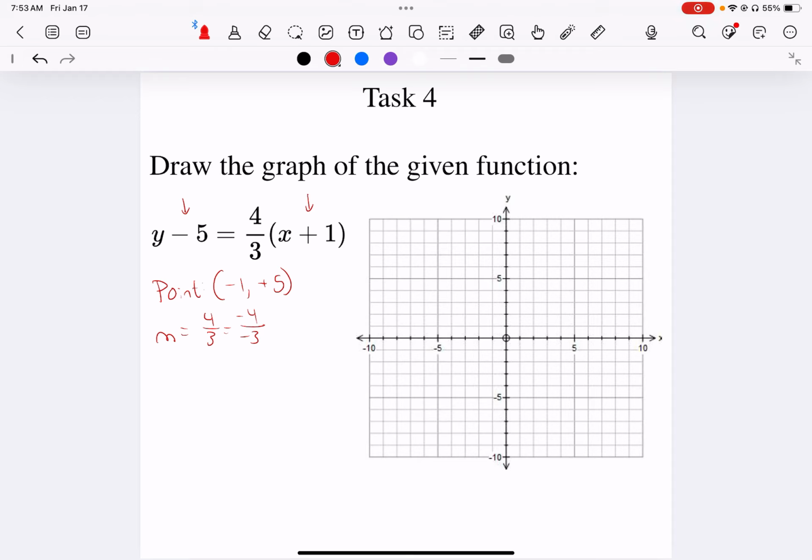So now I can begin at my point, negative 1, 5. Then I can go up 4, 3 to the right. I can't fit anymore, so now I could go down 4, 3 to the left, and then continue that along. Then I can connect my points with my straight line through the graph, draw arrows, and label. Y minus 5 equals 4 thirds, x plus 1.